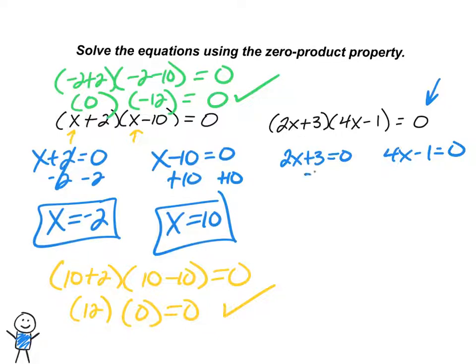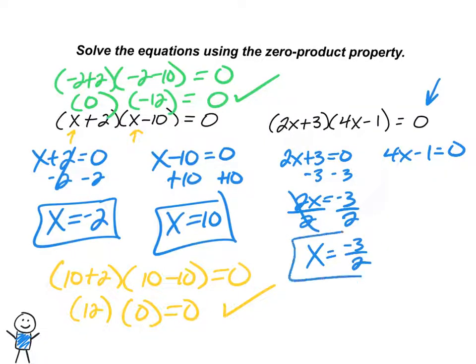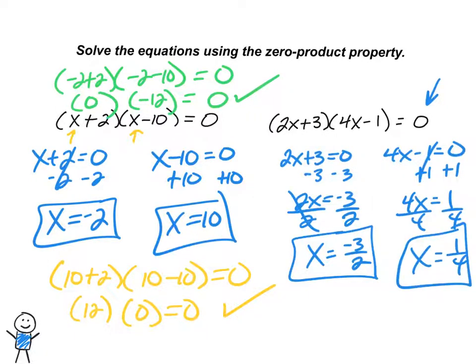For this one, we'll subtract 3 from both sides as my first step, getting 2x equals -3. And then I'll divide by 2 as my last step, giving me one of my solutions is -3/2. And the other one, I'll add 1 to both sides to get 4x equals 1. Divide both sides by 4, giving me an x value of 1/4 in this case.